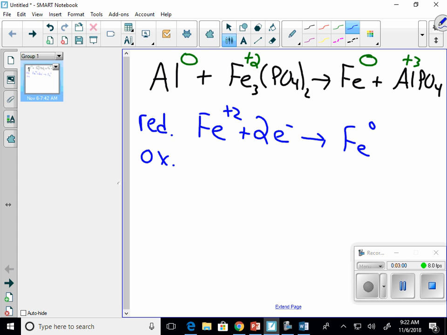Oxidation, well, that must be the aluminum. In an oxidation equation, you only have the thing oxidized on the left side of the arrow. Because on the right side of the arrow will be what it has become and however many electrons that it lost. In this particular problem, to balance it out, there must have been 3 electrons lost.